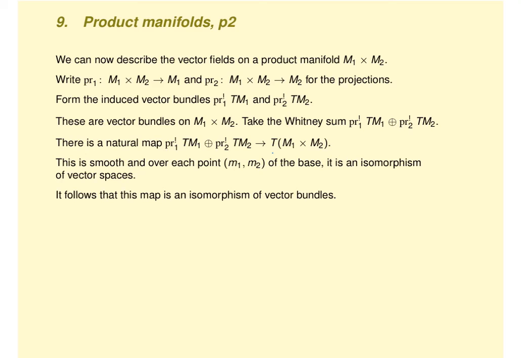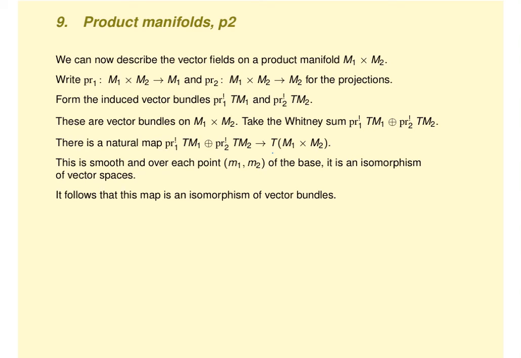So, finally back to product manifolds. At the beginning we had two manifolds, M1 cross M2, and I defined the product manifold structure on the set M1 cross M2, and I posed the question of what the vector fields on the product manifold are. So this is how to do it.